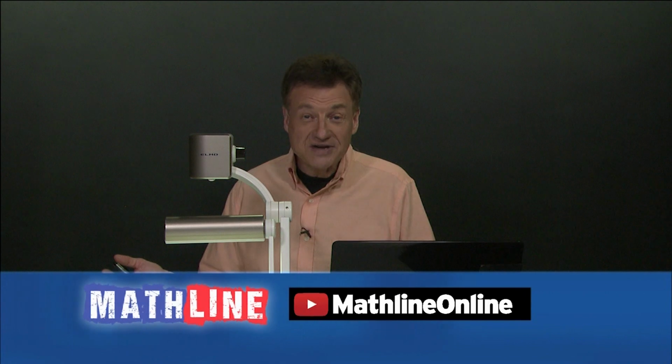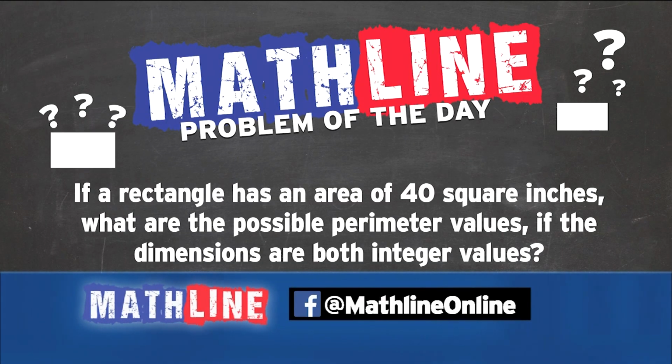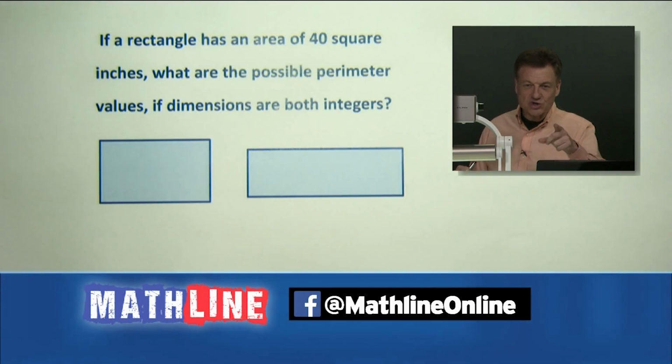Hey, another problem of the day coming our way, of course. Let's check out our next problem of the day. If a rectangle has an area of 40 square inches, we're going to inches instead of metric today. That's kind of nice occasionally to do that. What are the possible perimeter values if the dimensions are both integers?